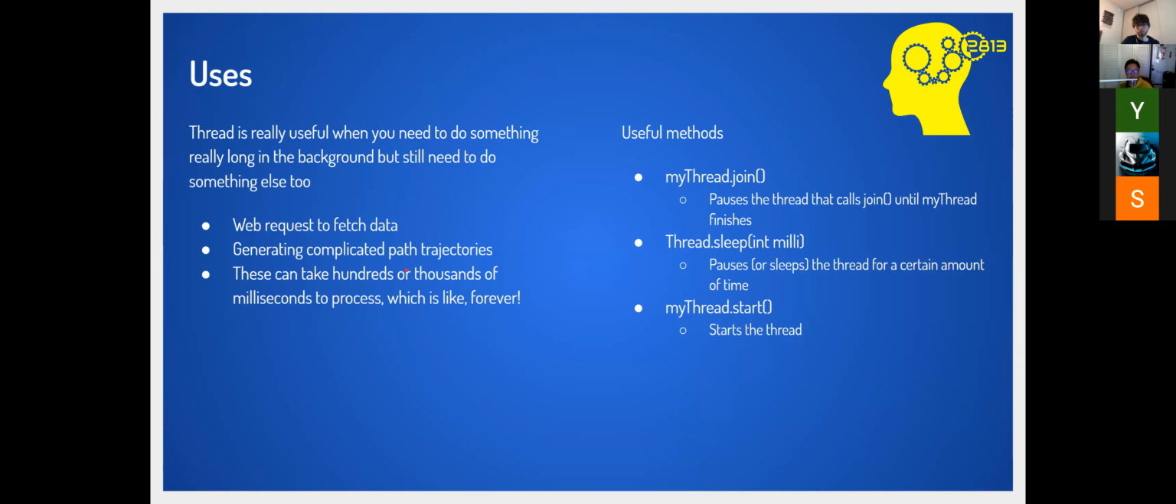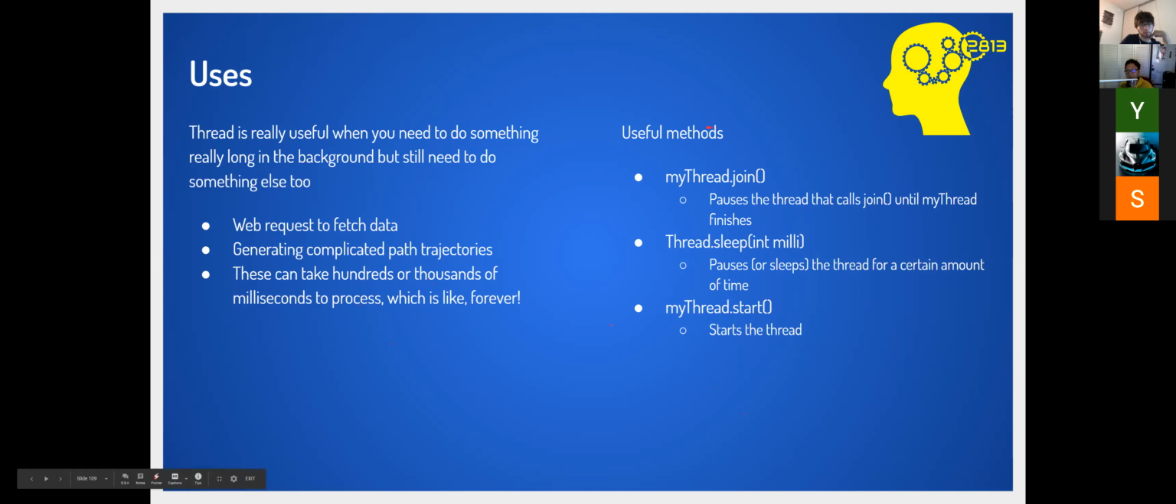Complicated path trajectories, that's getting into robot code, where we have the path generation in a separate thread. That way the robot doesn't stop functioning when we're trying to calculate a new path for it. These processes can take up a lot of time, so we really want to put this into a separate thread when we can.